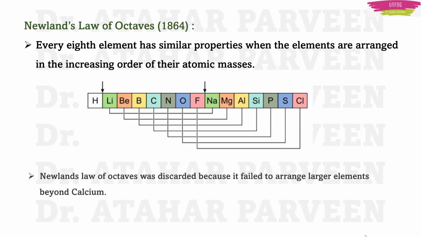But then Newland's law of octaves was discarded because it failed to arrange larger elements. That means elements with a higher atomic number. Basically, here what happened was elements beyond calcium could not be arranged as per the law of octaves. That's why this law was also discarded.